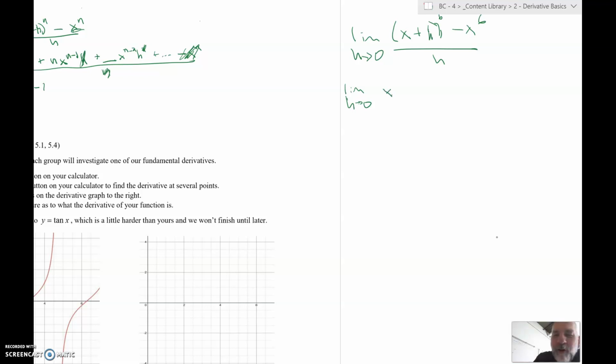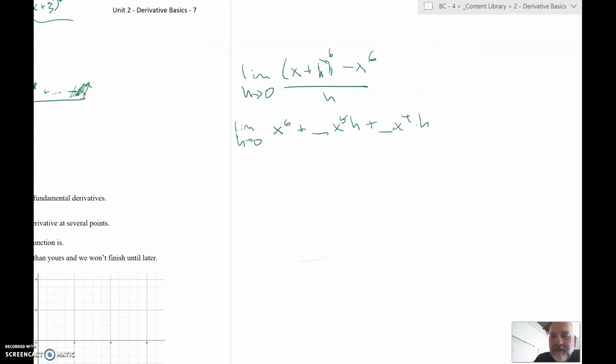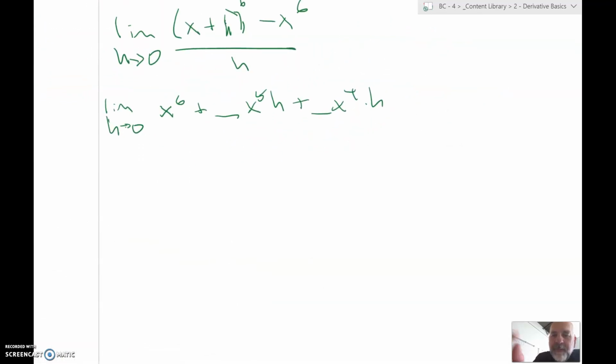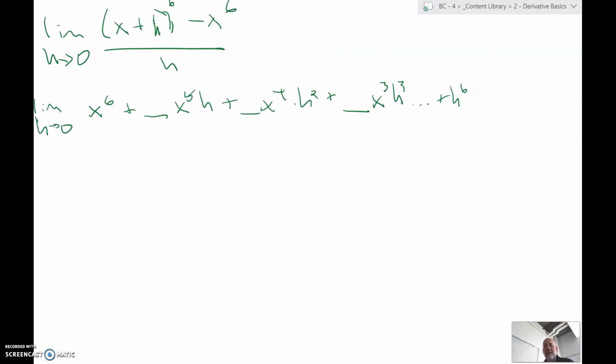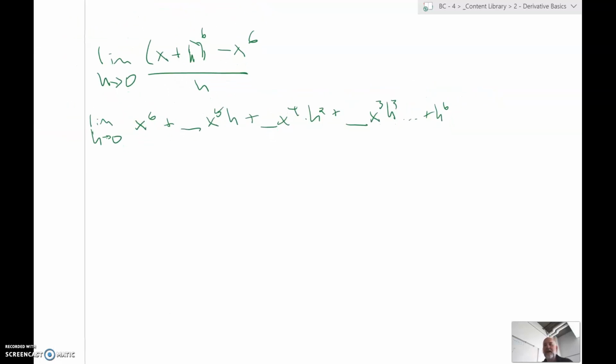So anyway, when you expand this out, it's x to the 6th, and then you have a constant times x to the 5th times h, and then a constant times x to the 4th times h squared. Each time the constant changes, and the x gets one power smaller and the h gets one power bigger. You keep doing this over and over, and then the last one would be h to the 6th. If you want to learn how to find those coefficients, I'm happy to reteach it. I love the Pascal's triangle stuff, and I'd be happy to show you how you figure out what those coefficients are, even without Pascal's triangle.